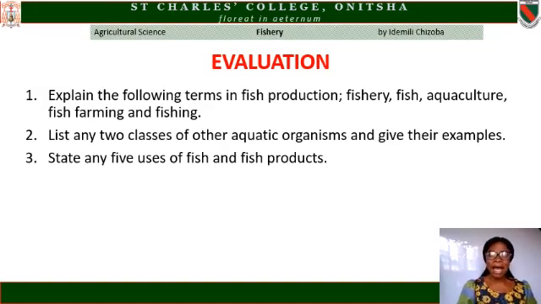Now with this, answer the following questions. Number 1, explain the following terms in fish production. A, fishery. B, fish. C, aquaculture. D, fish farming. And E, fishing. Number 2, list any 2 classes of other aquatic organisms and give their examples. Number 3, state any 5 uses of fish and fish products.